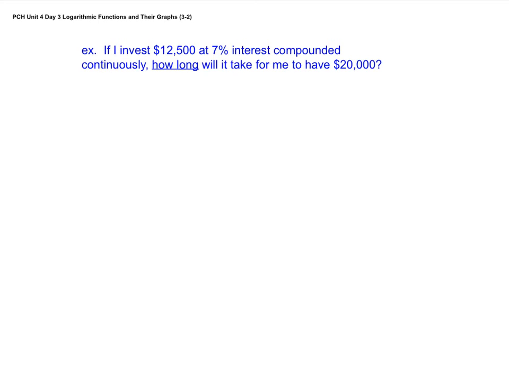When we're asking when. Here's a case where we're investing $12,500 at 7% interest compounded continuously. How long will it take for me to end up with $20,000? Okay, well, if I'm doing this, I need to use the right formula first, of course. So the amount at time t is going to equal the principal, or the amount at time 0, if you recall, times e to the r times t power, because this is compounded continuously.